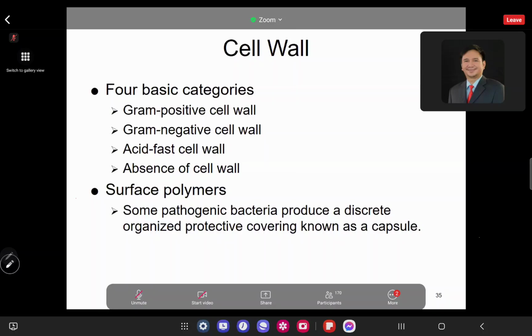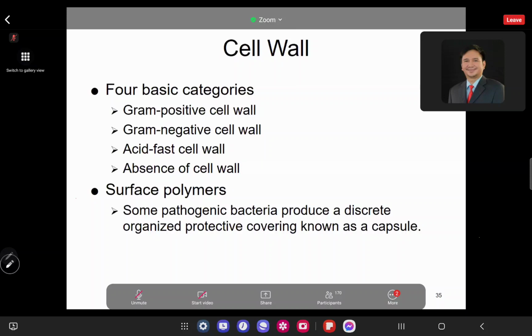We have the gram-positive cell wall. We have a thick peptidoglycan layer. The gram-negative has a thin peptidoglycan layer with an outer membrane. Again, can you identify the substance equivalent to the outer membrane of a gram-negative cell wall? 1 point. Anybody? I mentioned that a while back. Peptidoglycan, Doc. No, it's your LPS, your lipopolysaccharide.